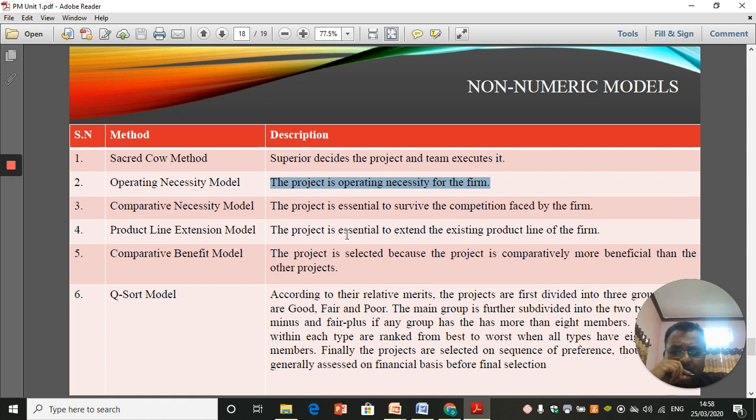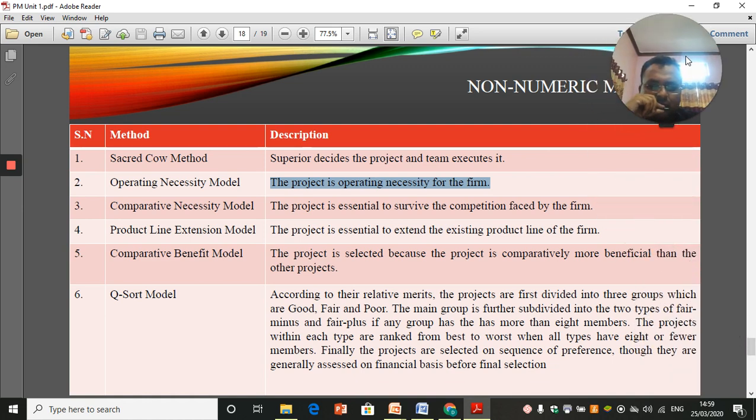Product line extension model: the project is essential to extend the existing product line of the firm. So what you're doing is you've already been working on some product lines for quite a period of time, and now you want to go ahead with extending your existing product line. Then you can go for this model. Comparative benefit model: the project is selected because it is comparatively more beneficial than other projects. Q-sort model, it is very easy.